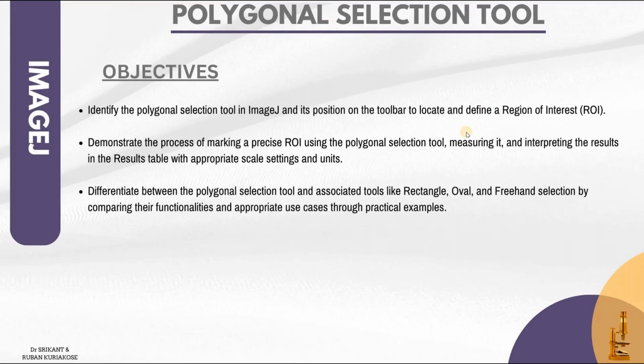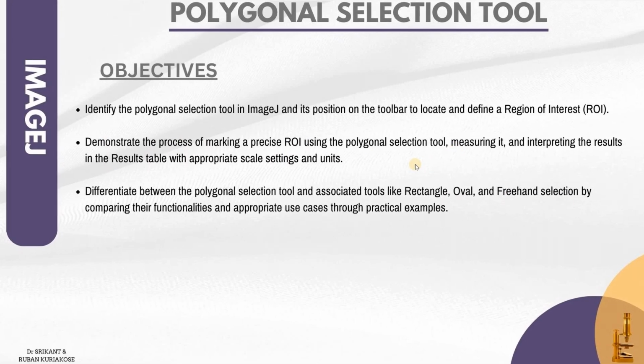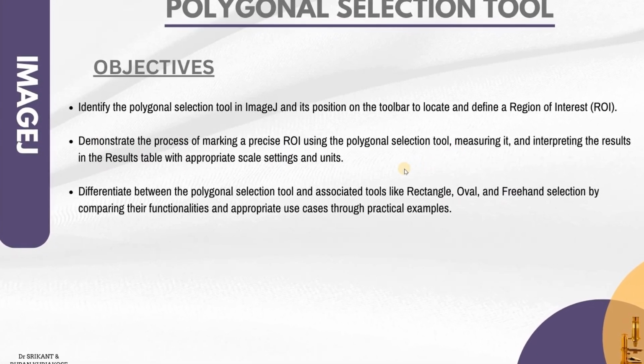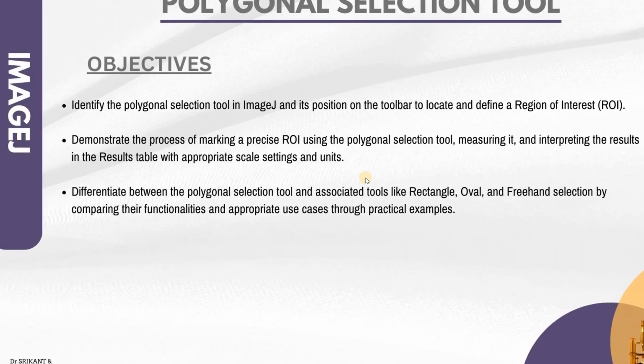In today's video demonstration, we will learn what a polygonal selection is. The primary objectives are to help you identify this particular polygon selection tool and differentiate it from the remaining tools like the rectangle, oval, and freehand selection tools. We'll also demonstrate the process of marking the region of interest using the polygon selection tool, and teach you how to mark multiple selections in the same sample. Let's jump right into the session.